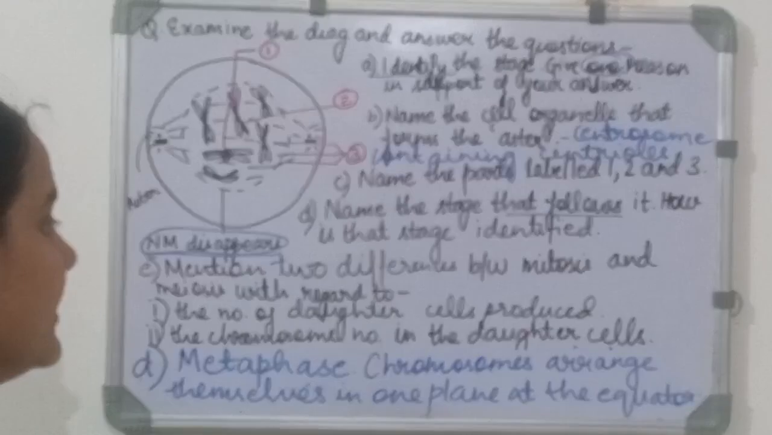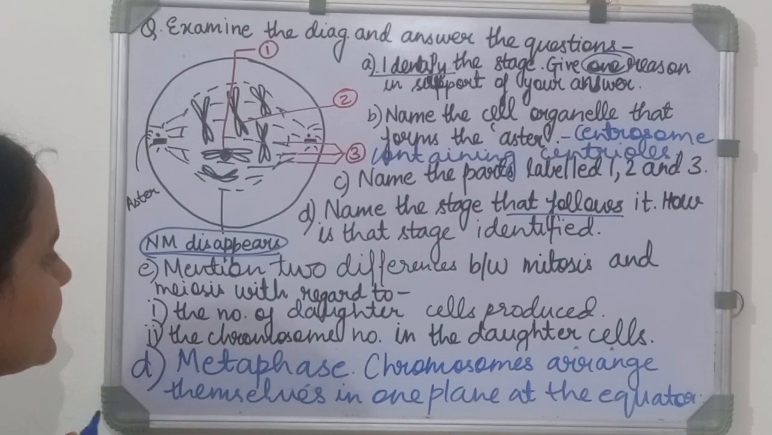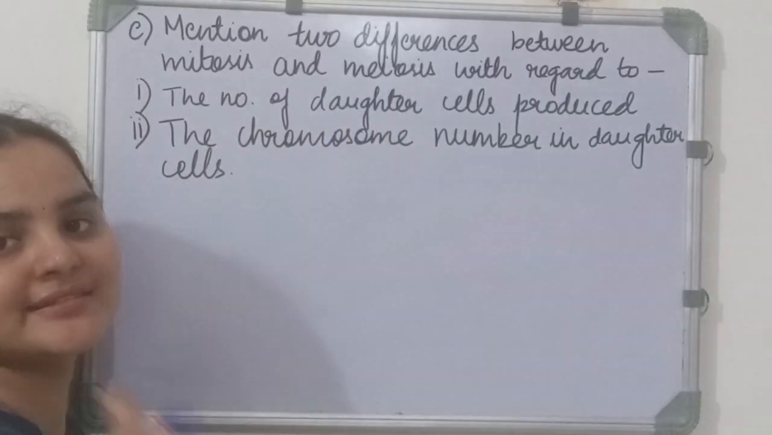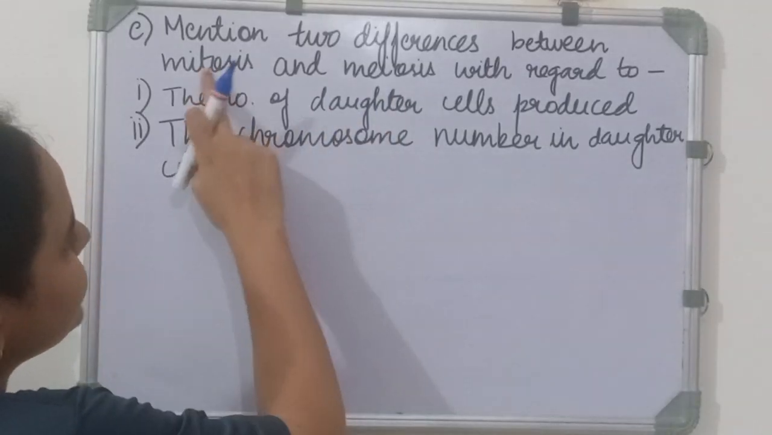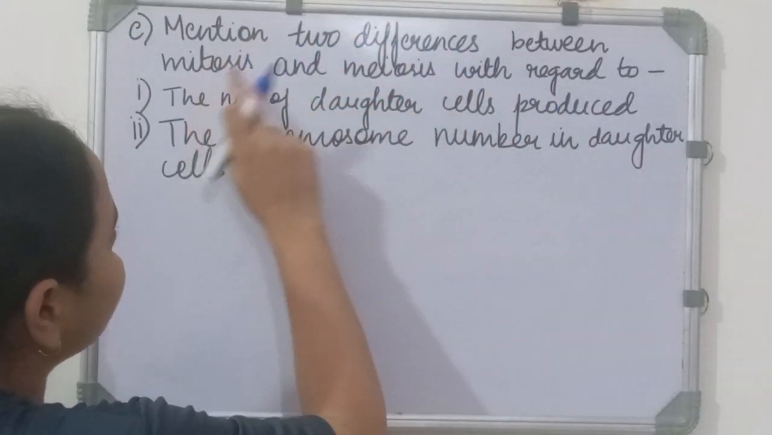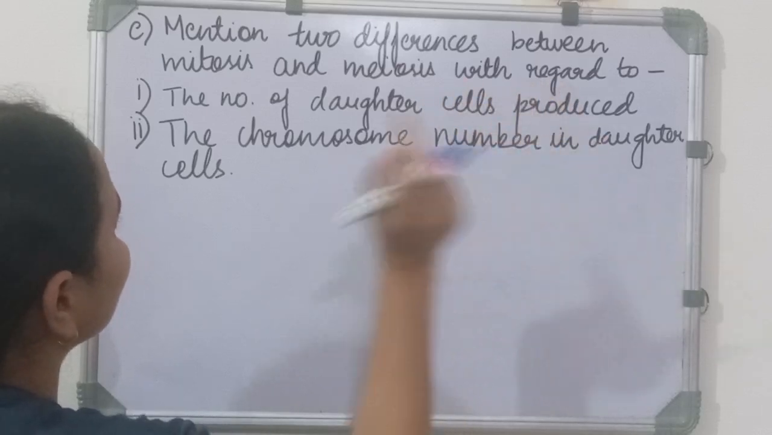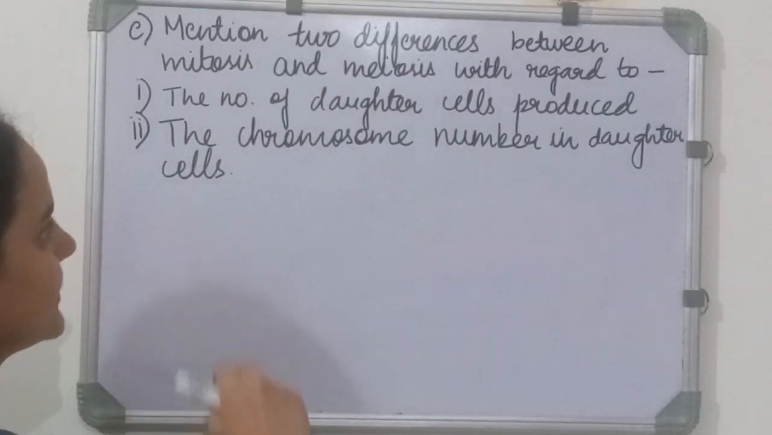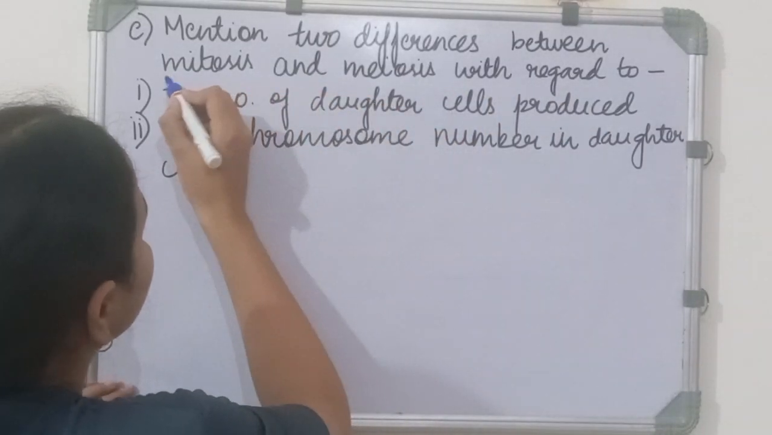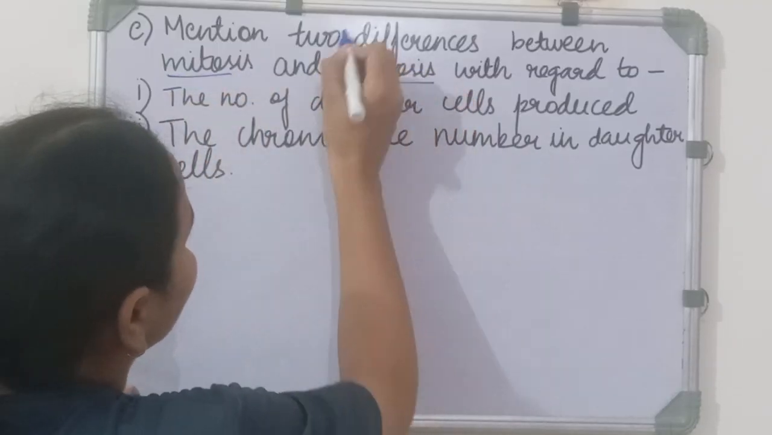Okay, so this is the reason. Now let's move to the next part. I have taken the E part separately. So let's see. Mention two differences between mitosis and meiosis with regard to... We have to mention two differences, with regard to mitosis and meiosis.